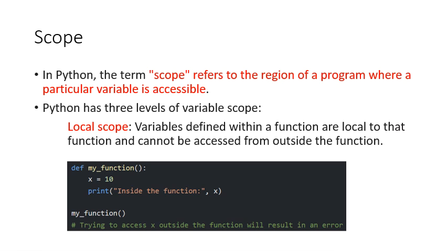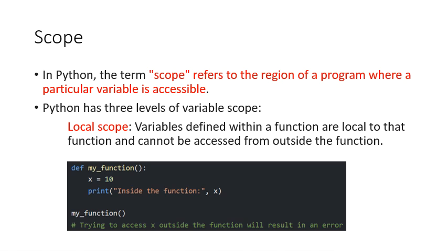Local scope. Variables defined within a function are local to that function and cannot be accessed from outside of the functions. In this example, the variable which is declared here is x is equal to 10 and the name of the function is my function. The keyword for declaring a function is def. This part of function definition we will see in the last part of this part 2.